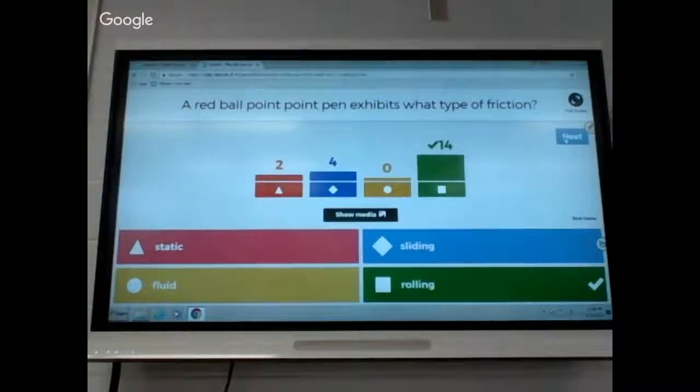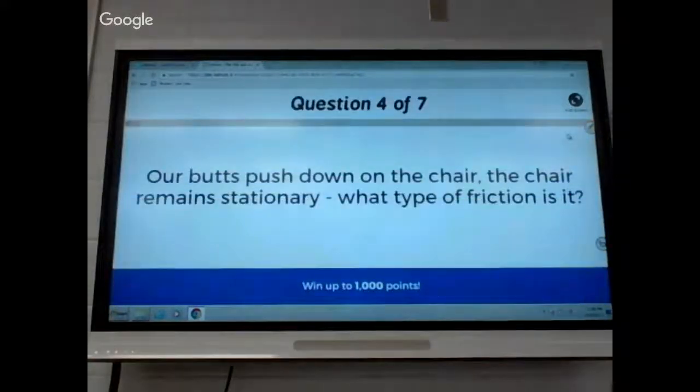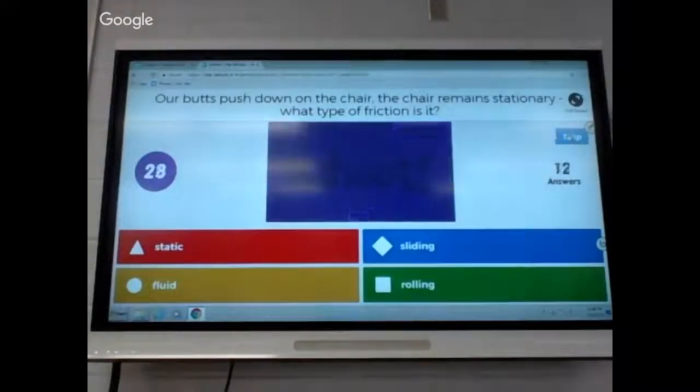All right, everybody's mouse in good shape? Make sure your mouse is ready. All right, our butts push down on a chair and the chair remains stationary. What type of friction is this?